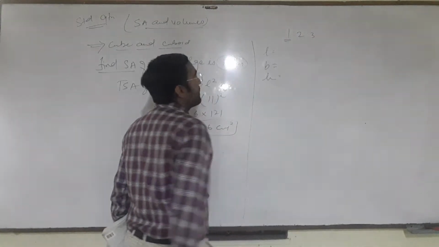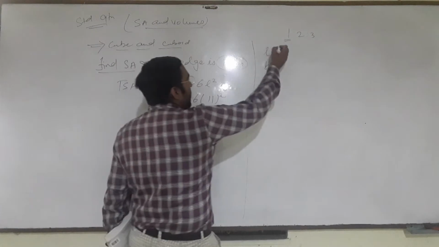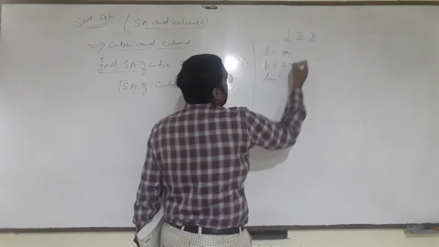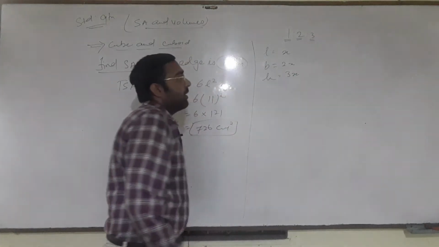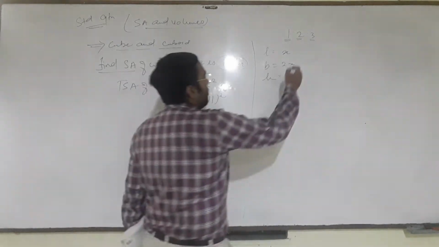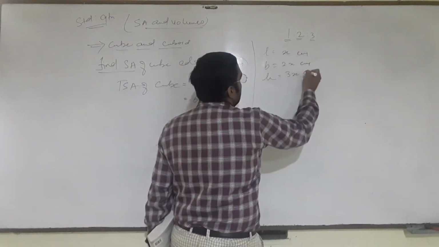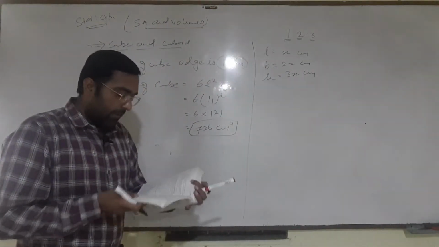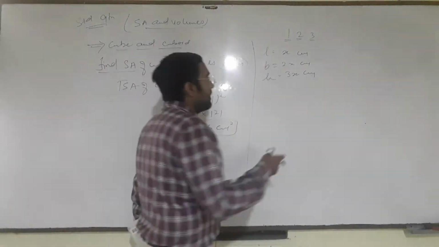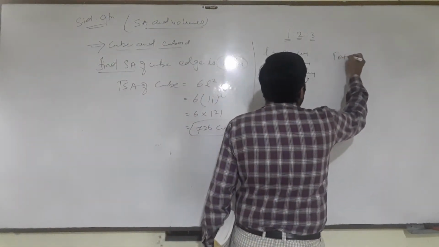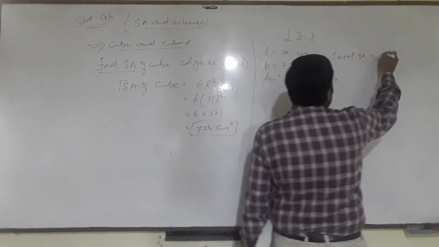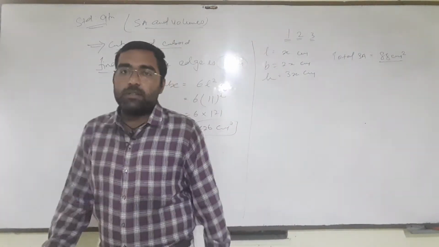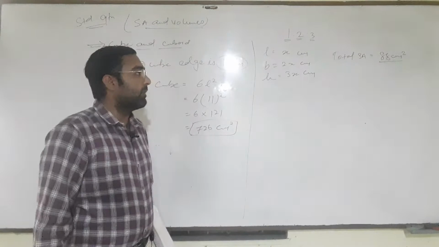So the first one is length, therefore I will take x. The second one is 2, that is 2x, and the third one is 3, that is 3x. So x centimeter, 2x centimeter and 3x centimeter. Why will I take centimeter? Because the total surface area is given as 88 centimeter square.